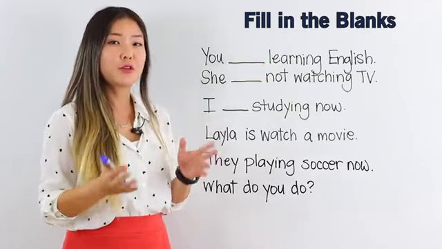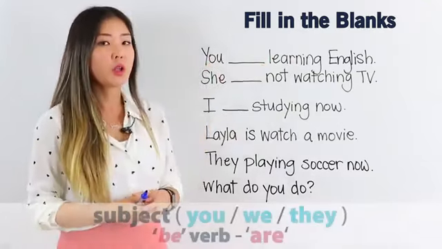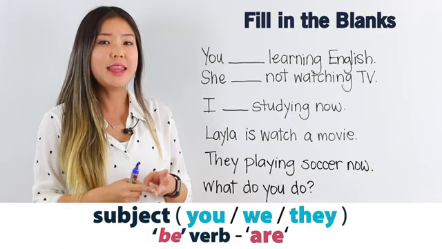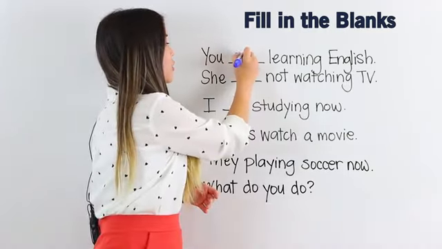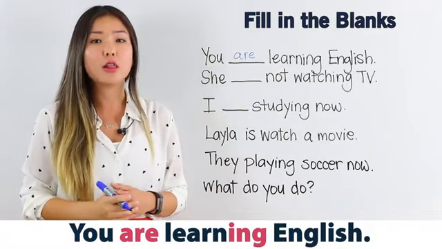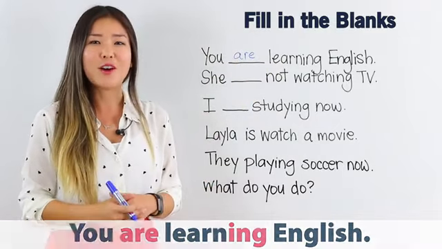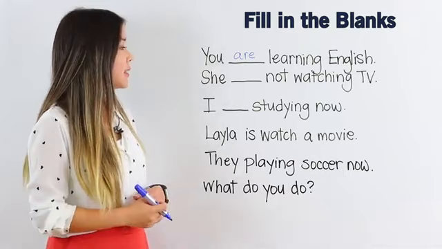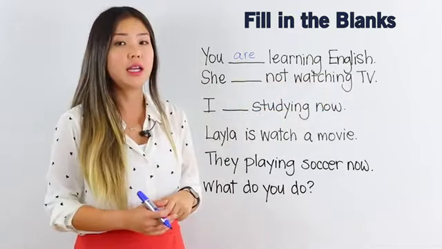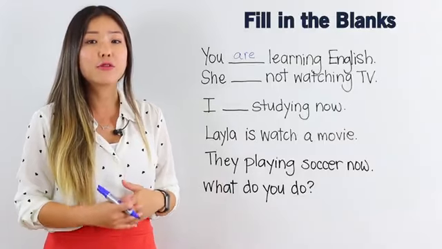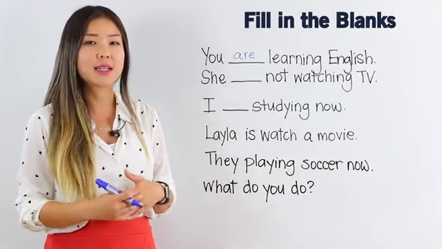The subject in the first sentence is you. For you, we, and they, we use the be verb are. So the correct answer is, you are learning English right now. The next sentence says, she blank not watching TV. This is the negative form of the present continuous tense.